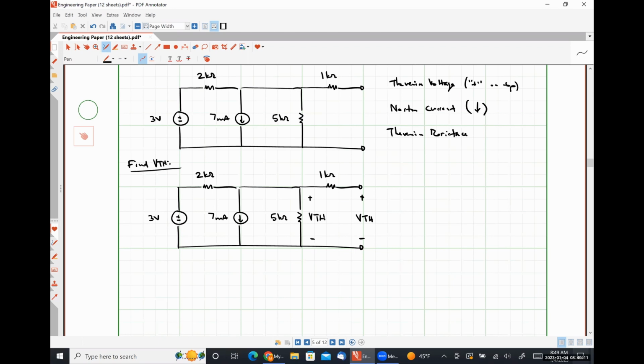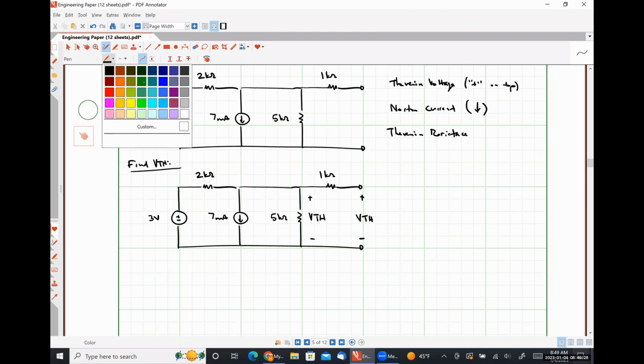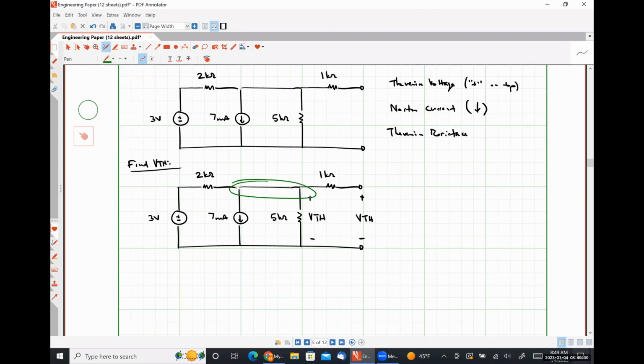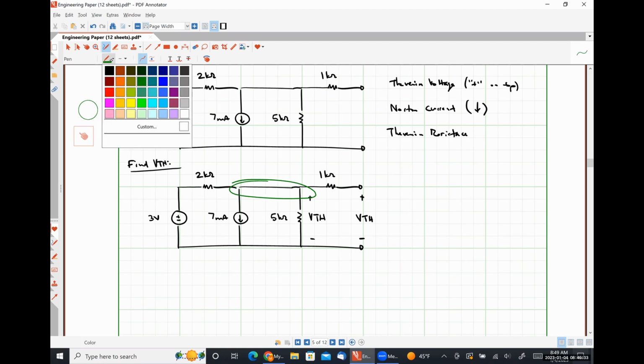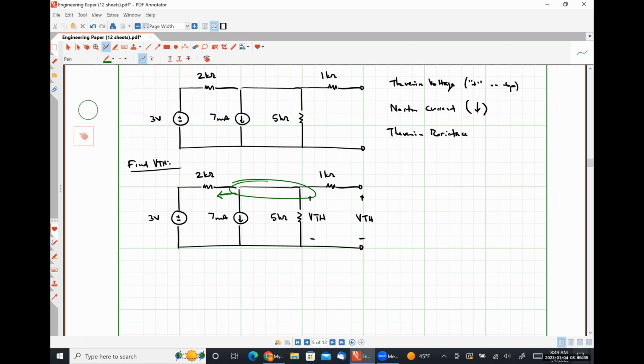So we could do nodal, but I would argue that nodal is slightly overkill, okay? Meshes is also overkill. I can solve this in one equation. Kirchhoff's current law. KCL at this top node, right? So if I apply KCL right here, I am going to be adding this current plus this current plus this current together, where I know I don't need to bother adding the current flowing to the right because it's 0, okay?